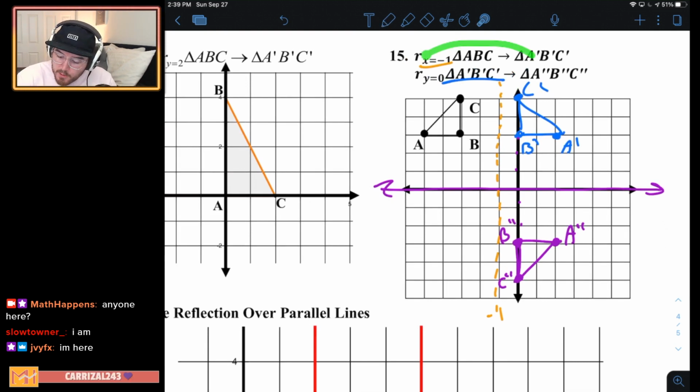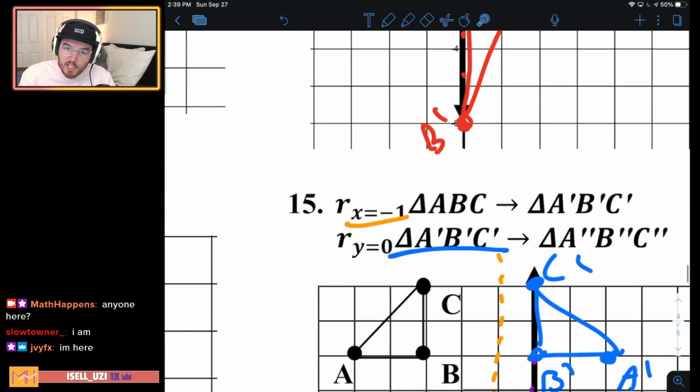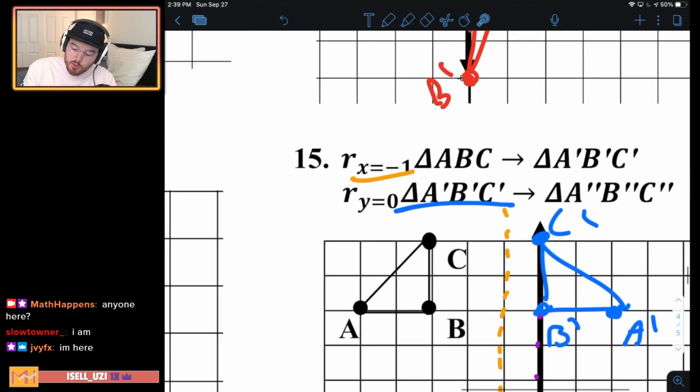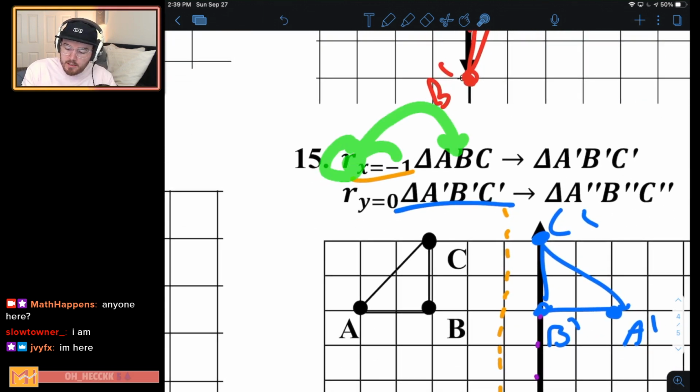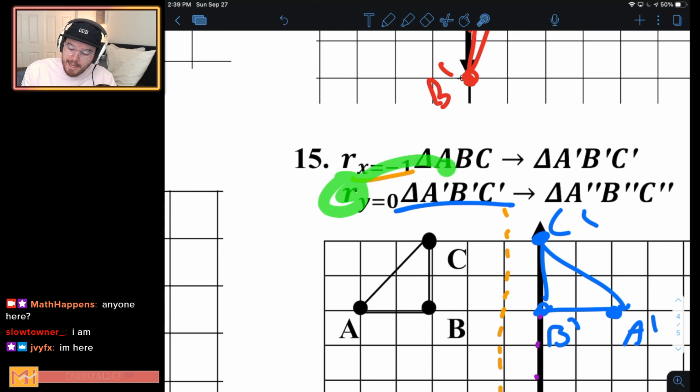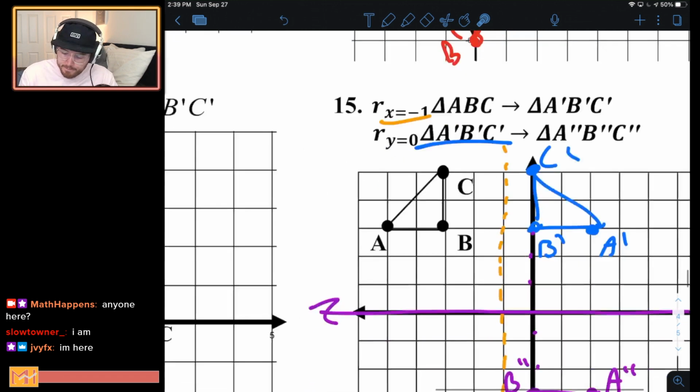And that's why this notation is so nice. It's pretty clear what that notation is trying to tell me to do. Because this is called transformation notation, and it says reflect this object across this line and turn it into this one. Then reflect that new object across this line and turn it into something else. That's what that's saying.